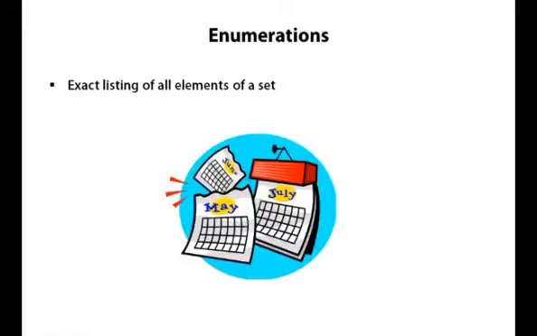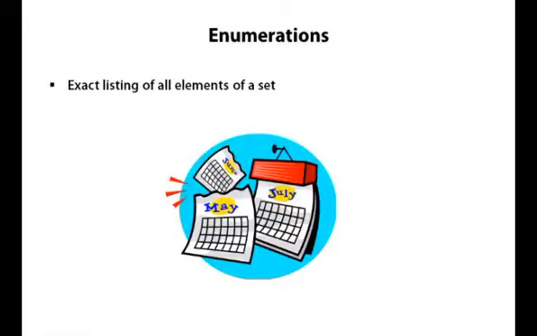So an enumeration is basically an exact listing of all the elements of a set. And that's kind of the dictionary definition of what an enumeration is. What that really means is that an enumeration is just a collection of things that is all of those things. So if you were to enumerate through an enumeration, you would be going through every single item that is in that set. And a good way to think about this is months of the year, for example.